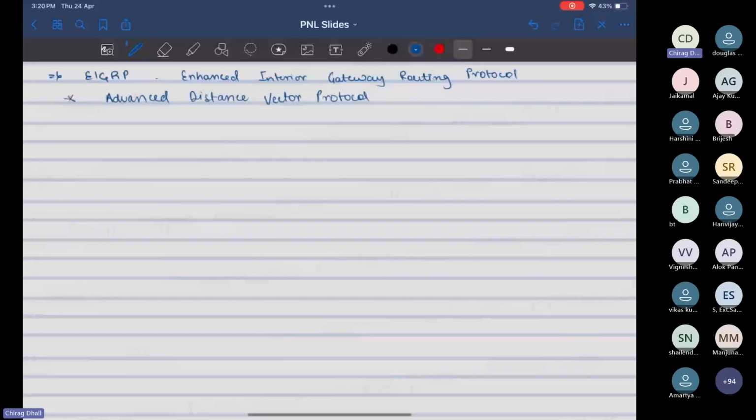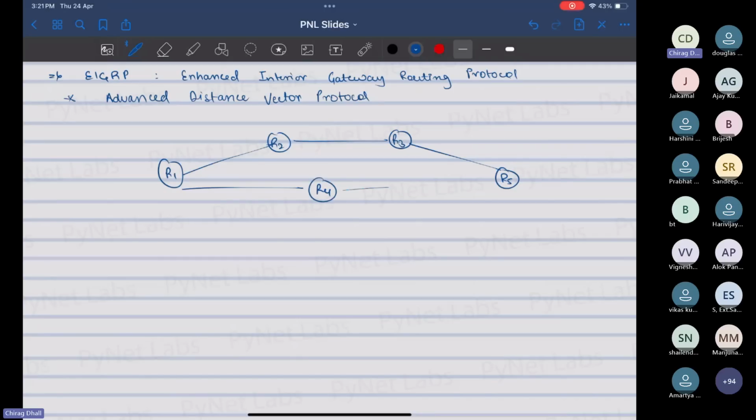Yesterday, I gave you a question: R1 is connected to R2, connected to R3, and then R5. And then there is another path via R4 like this. The bandwidth here is 100, 100 and 100 Mbps. On the other link, it is 10 and 10. As per RIP, we understood that this will be my best path because it has a lesser number of hops. But that was as per RIP.